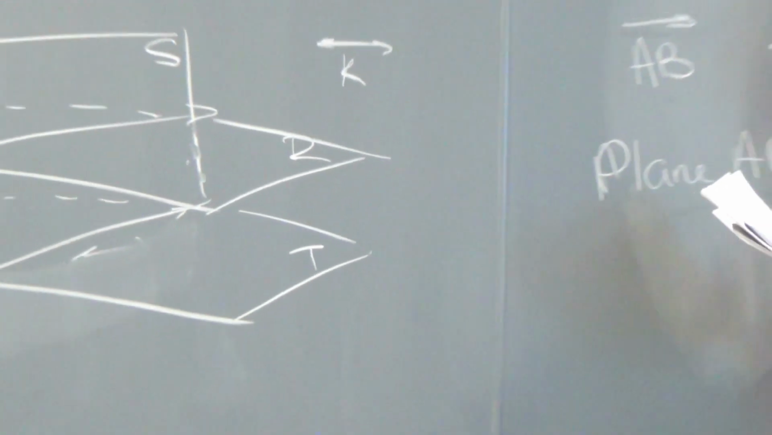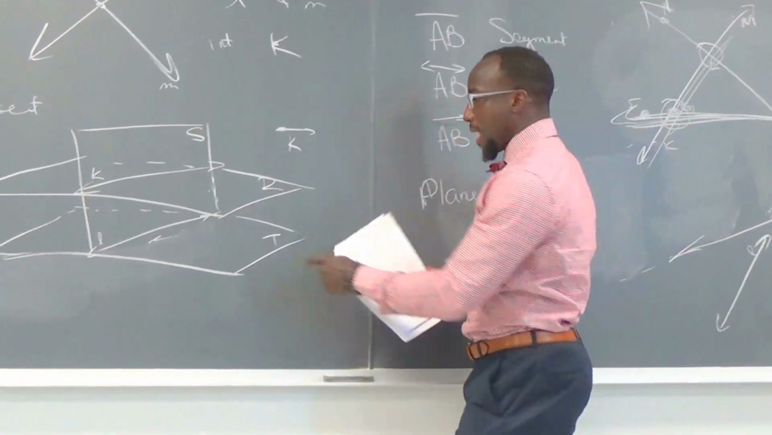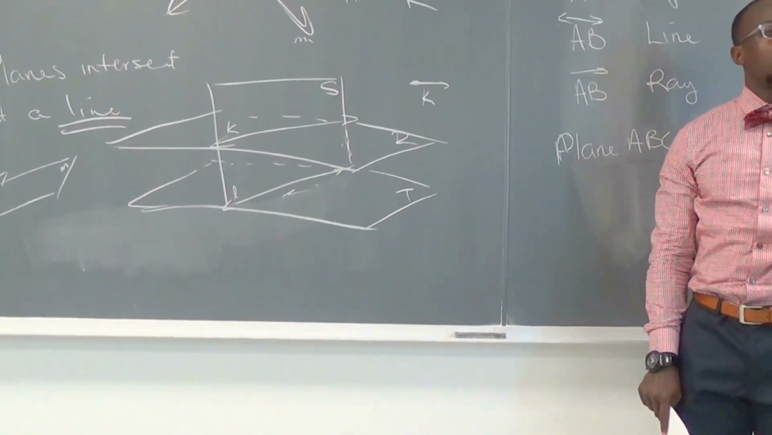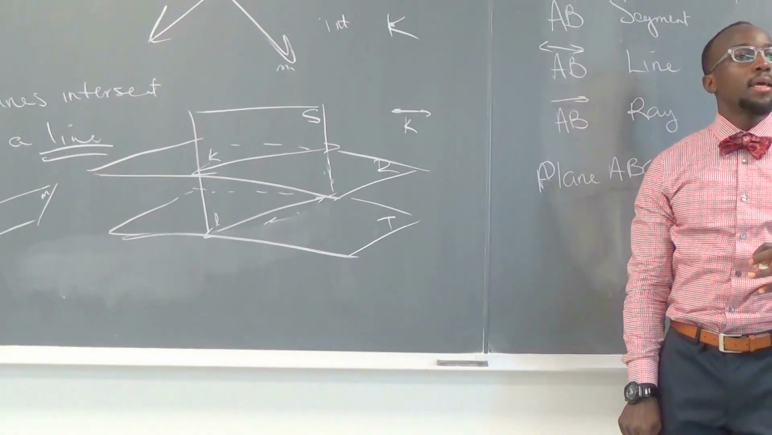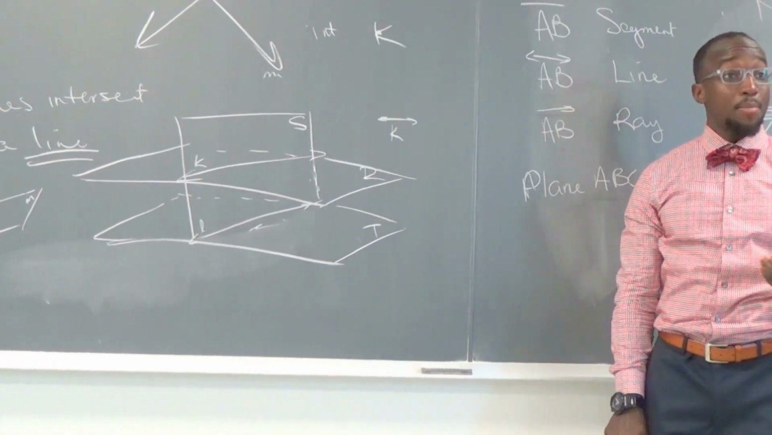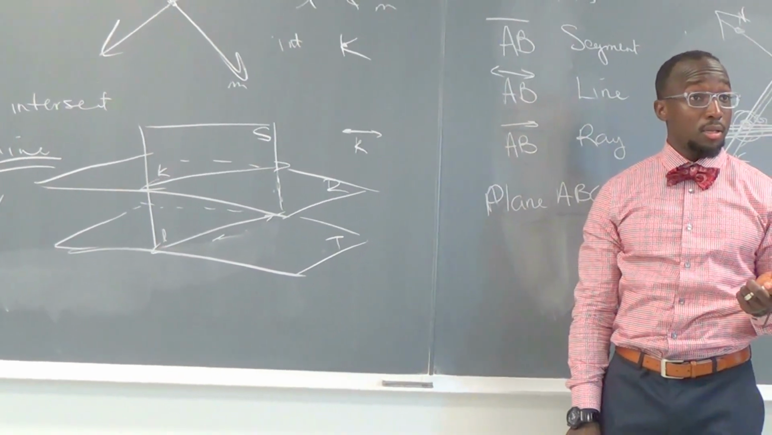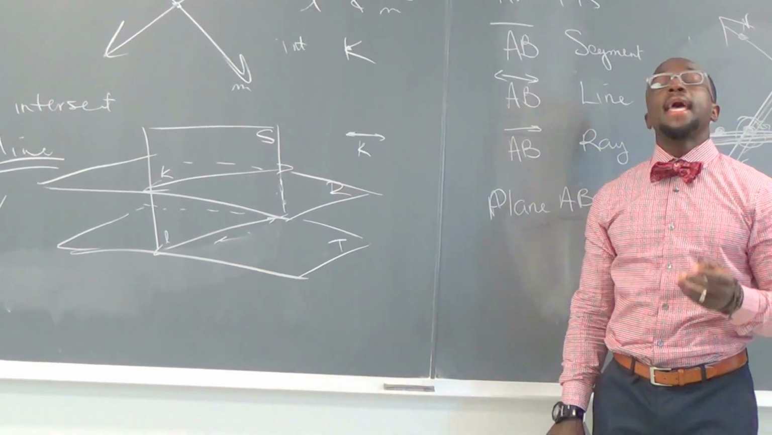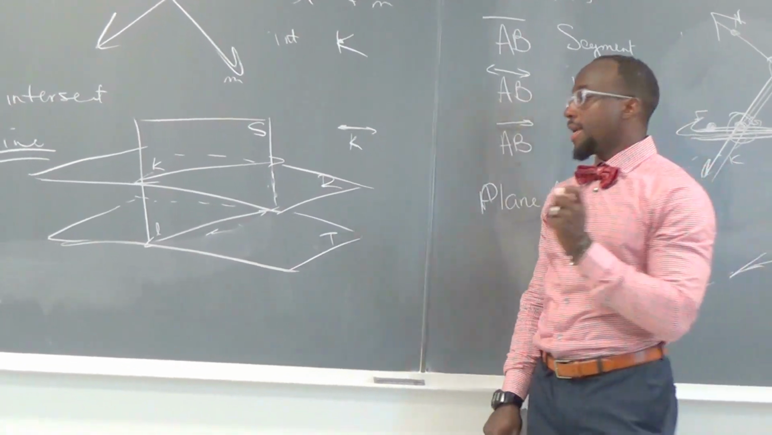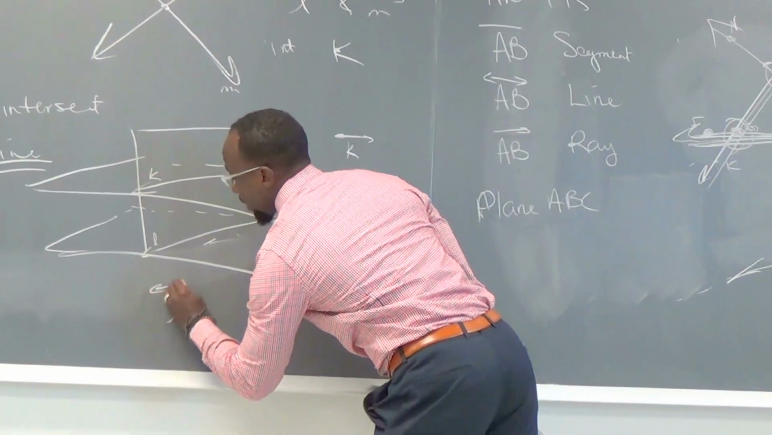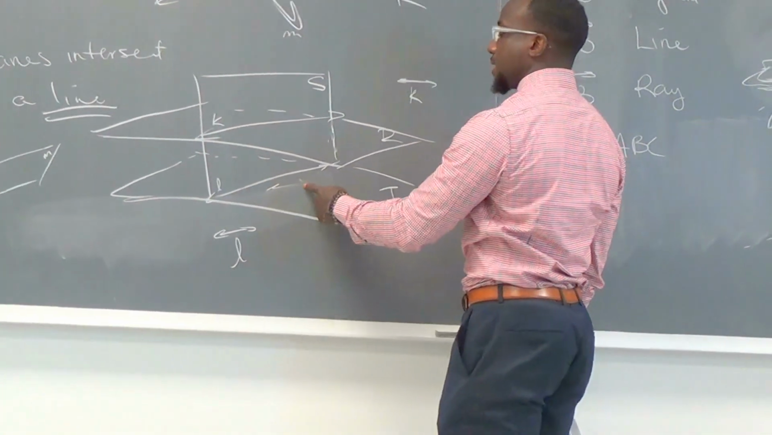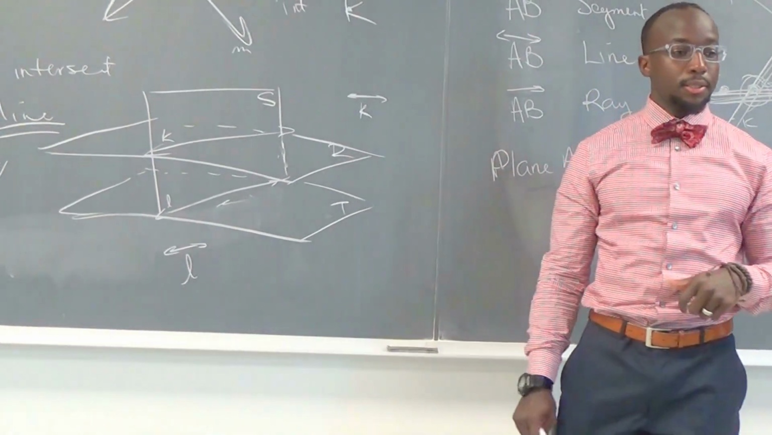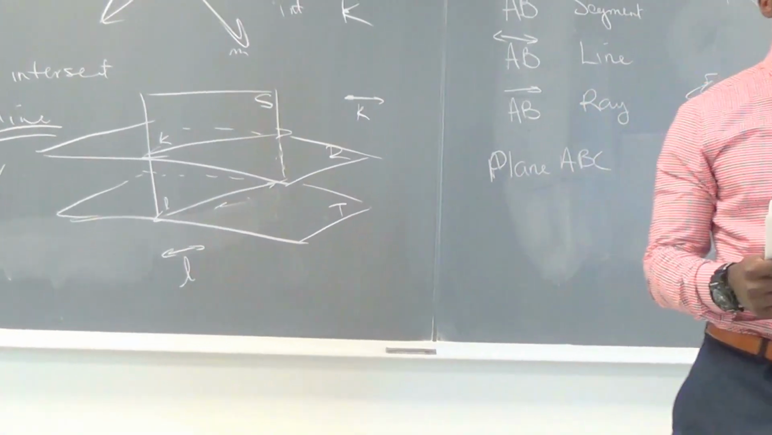Okay? And the last one, plane T and plane S, where would they intersect? At line L. Right? At line L, you must make sure that you identify line L. It intersects here at line L. So S and T, T, S.